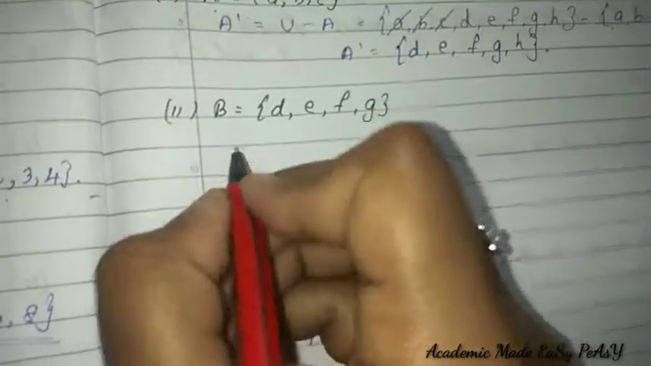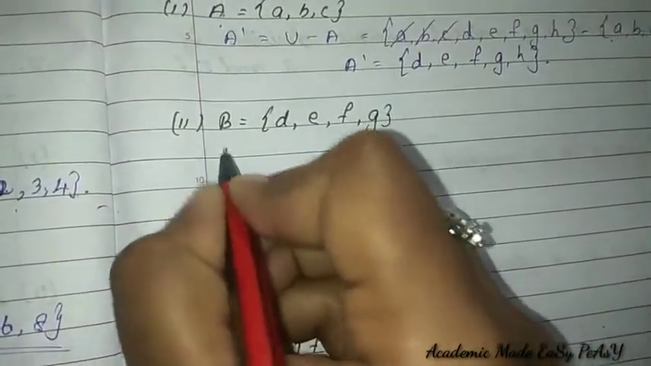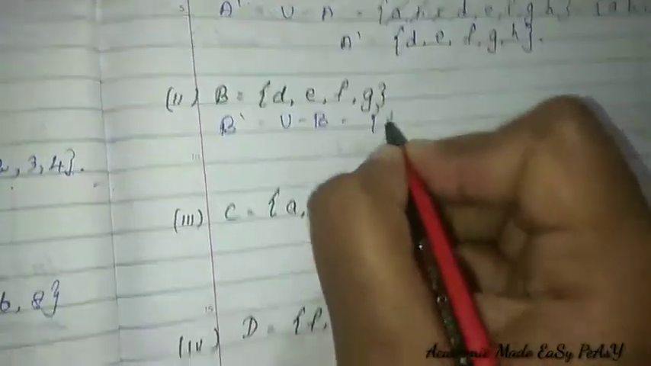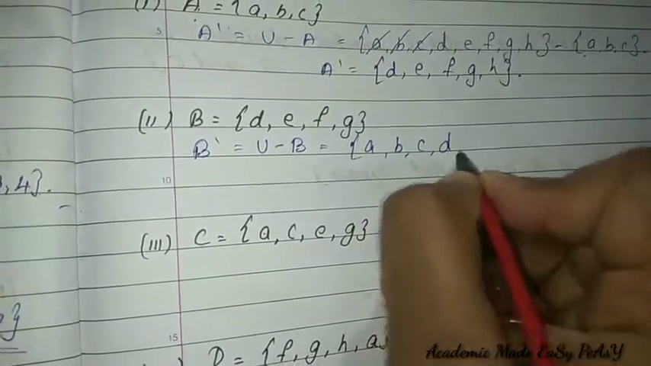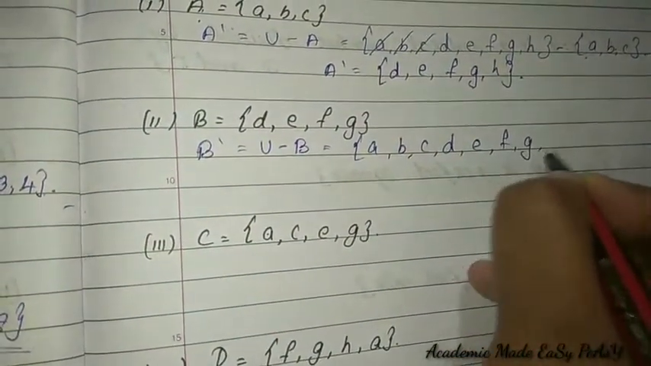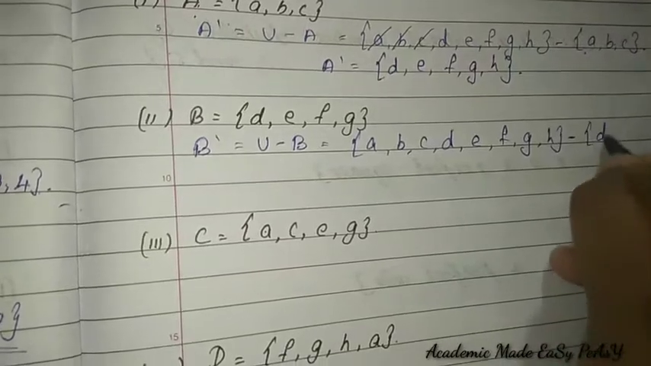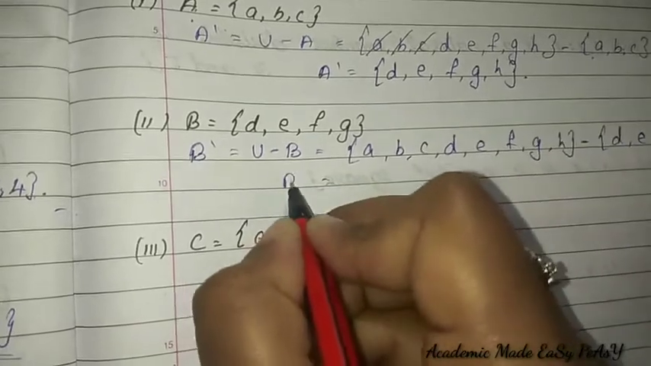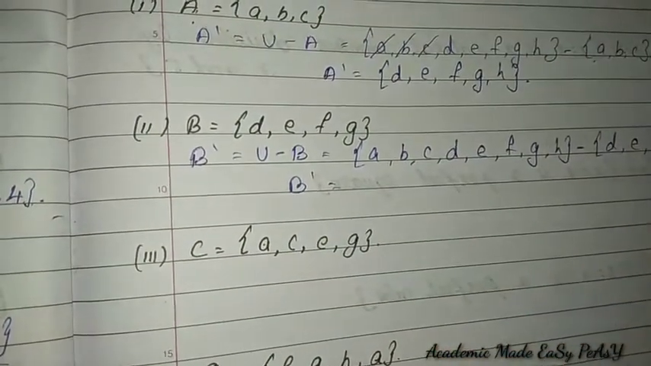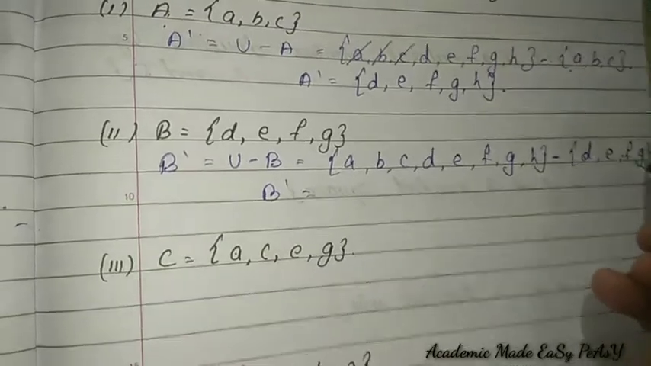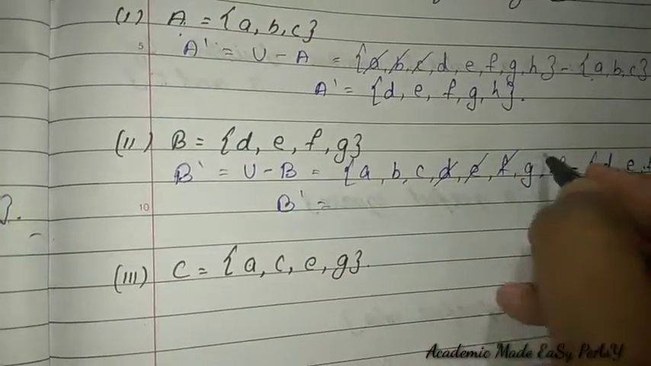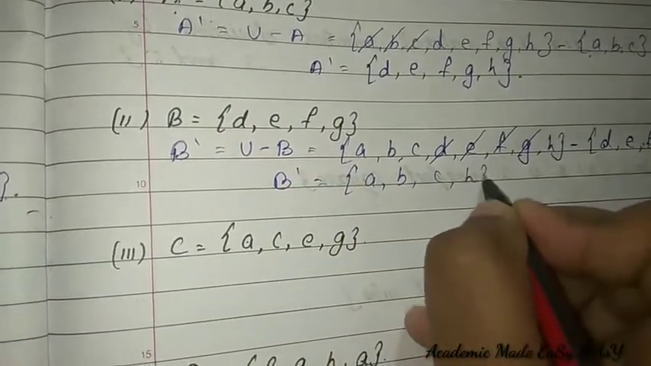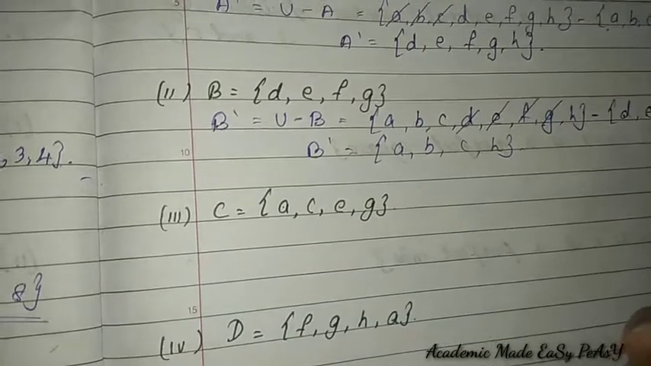This way you have to do for all the subdivisions. So now let's move on to B. Therefore, B dash is equal to U difference B, which is equal to {A, B, C, D, E, F, G, H} difference {D, E, F, G}. So now what will be my B dash? The common elements will be taken out. So D, E, F, G is here. So now A, B, C, H. This is my answer for B dash.